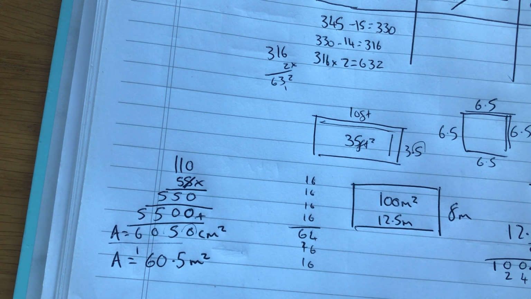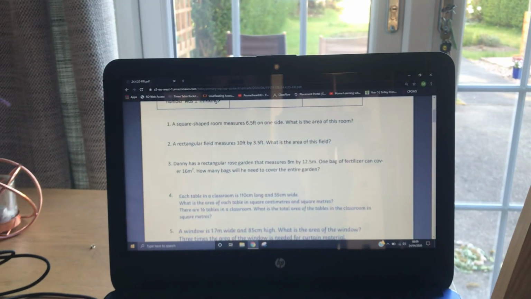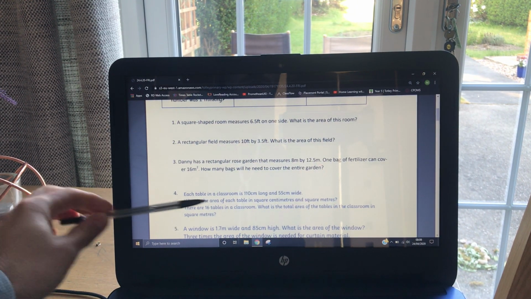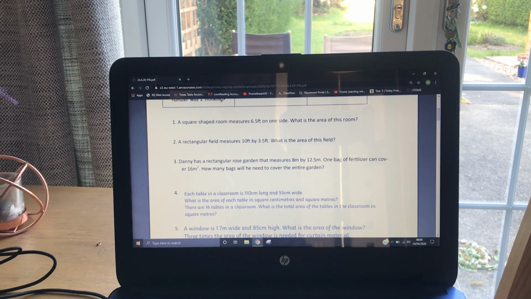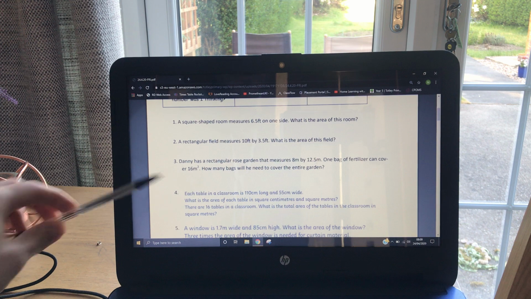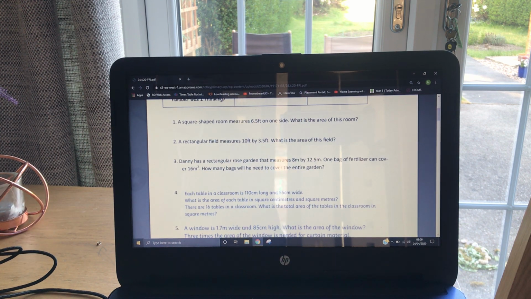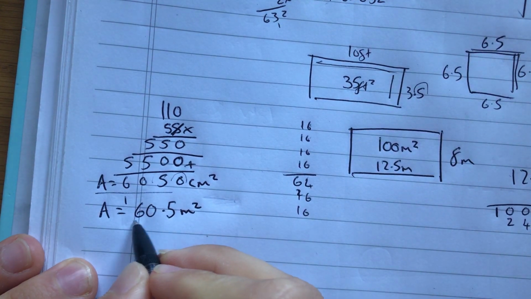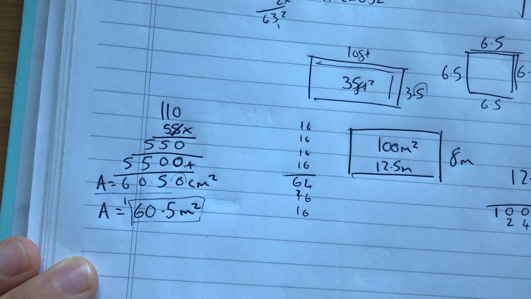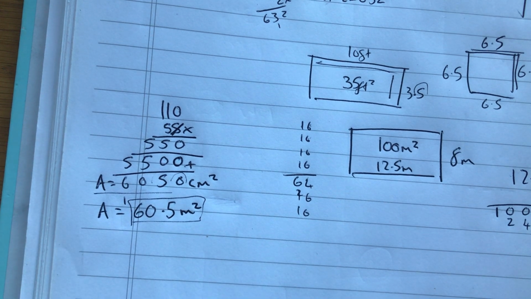So now we've got that, let's have a look at our question again. What is the area of each table in centimetres squared and square metres? So we've done that half now. There are our first two answers. There are 16 tables in a classroom. What is the total area of the tables in metres squared? So, now that you know that 1 is 60.5 metres squared, you need 16.